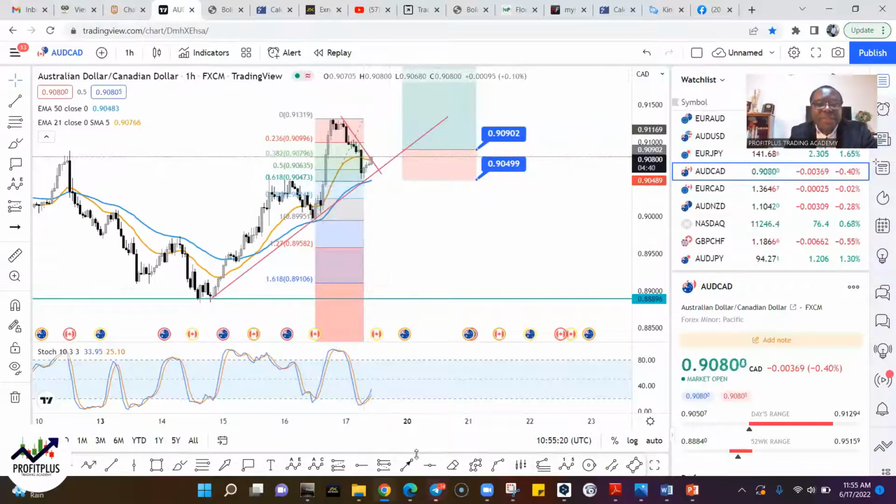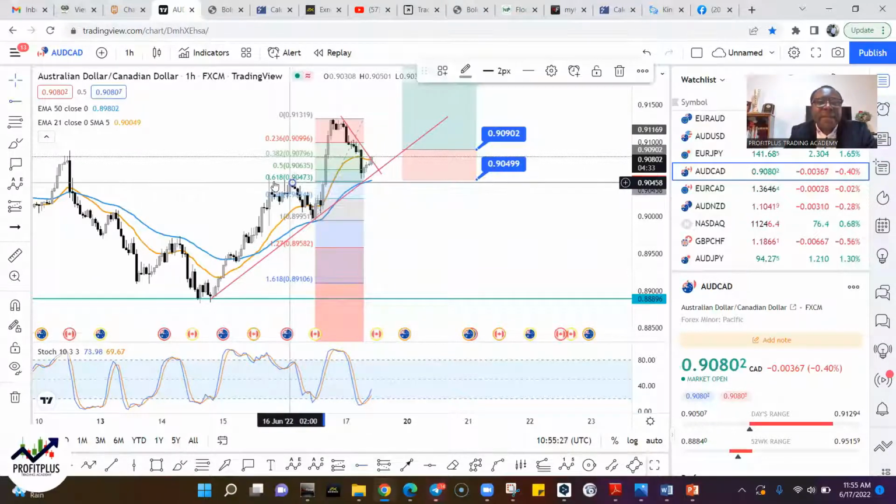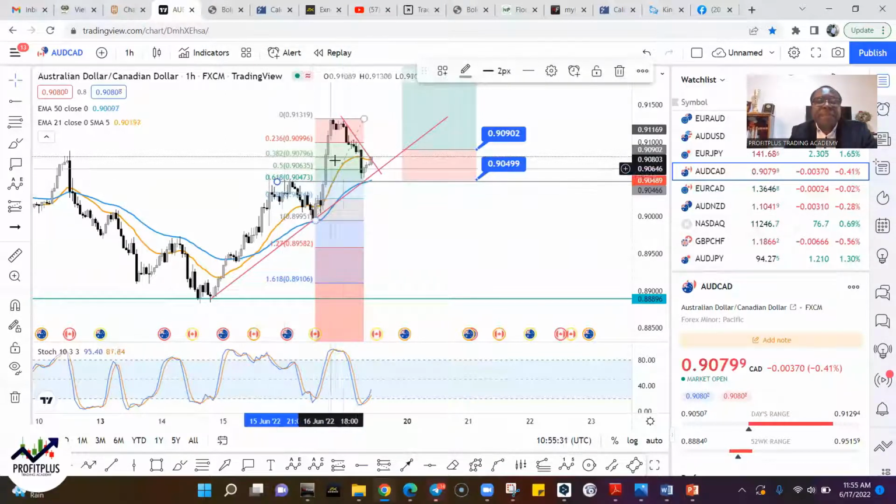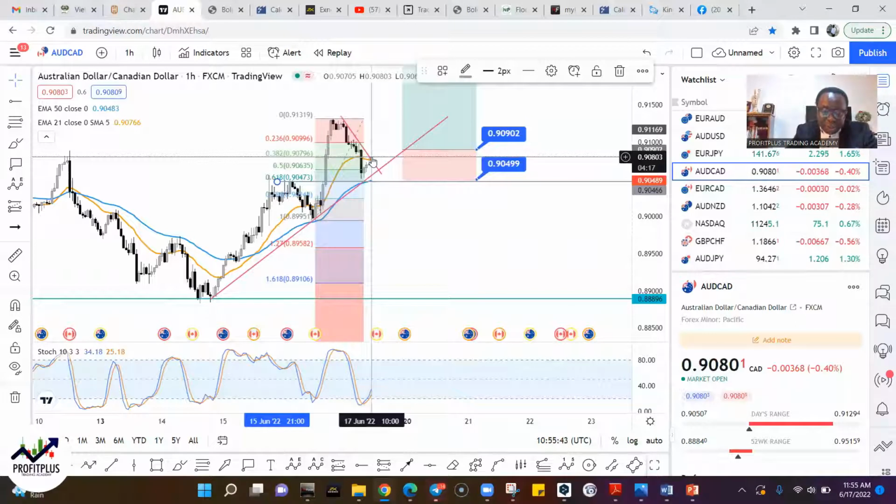And another interesting thing you find is that at this level here was a level of resistance. You can see it was a level of resistance. The price has retraced to that level of resistance, giving us another opportunity for a trade. And this is a bounce off in this particular situation.